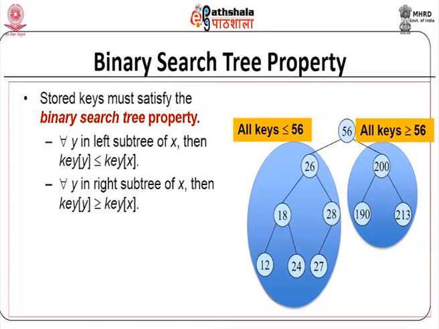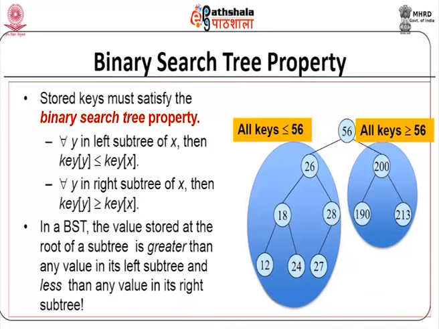all keys to the left of the root 56 here are less than 56, we have seen the property there, and all keys in the right subtree of this particular tree are greater than 56. So, that is all keys greater than or equal to 56. We do not consider equal to, because we are assuming that there are no duplicate keys. If there are duplicate keys, it is always put on the right side of the tree root.